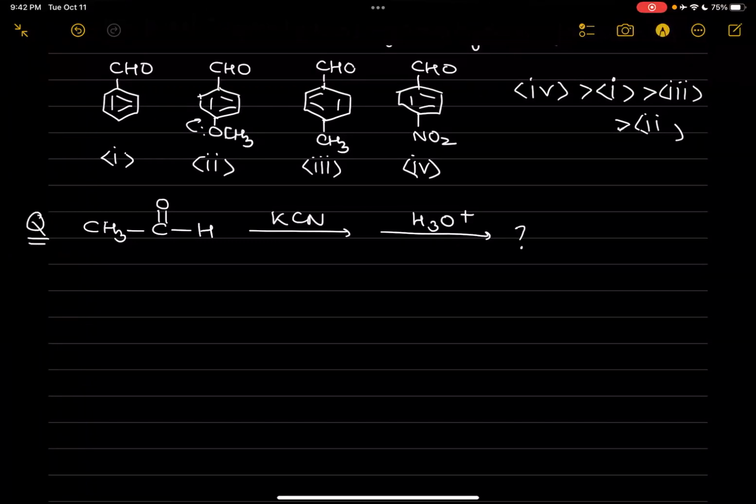So what's the common name of the product? It's very common. And how many isomers you're going to get for that product? Total number of isomers.